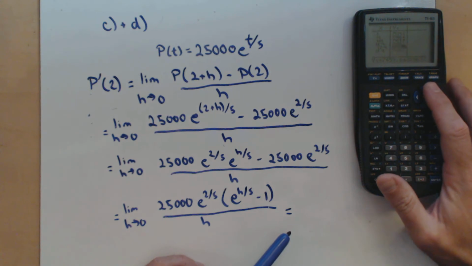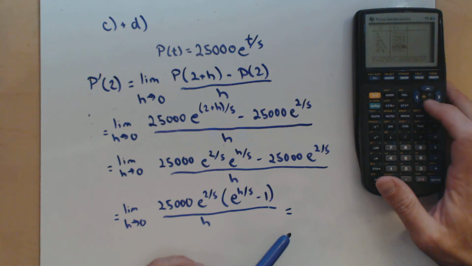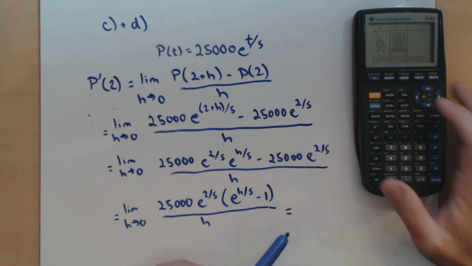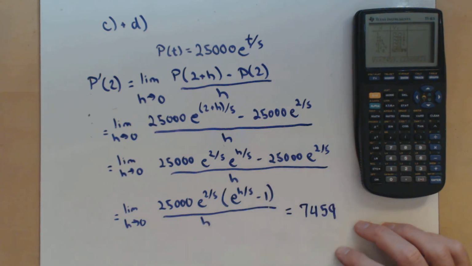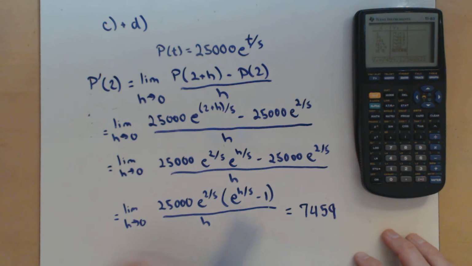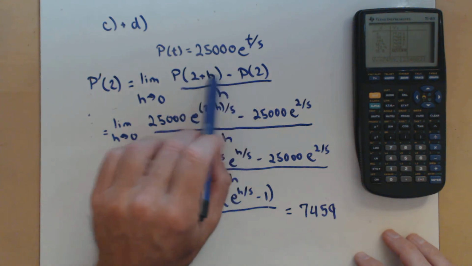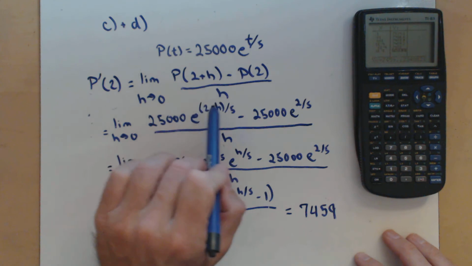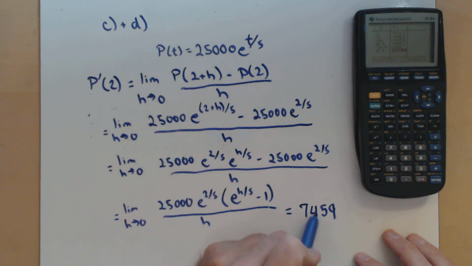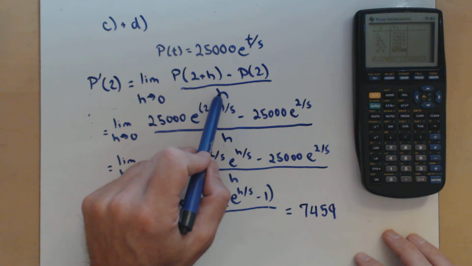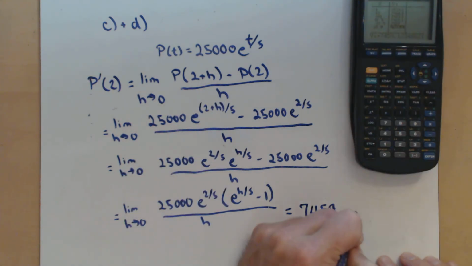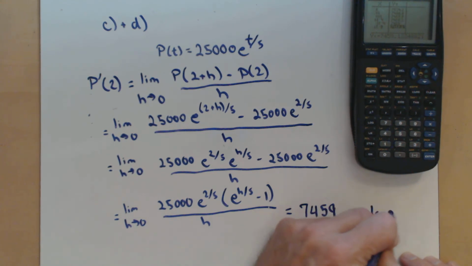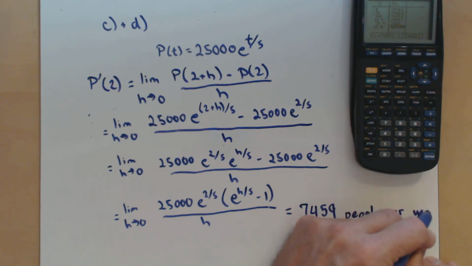So if we go over here, what we see is it looks like we're converging on something just a little bit above 7459. We'll round that off to the nearest whole number. The reason is because of what we're dealing with. Our numerator was a change in population measured in people. So this is a measurement of people, but it's a rate. Our denominator was a change in time. So the units on this are, again, people per year.